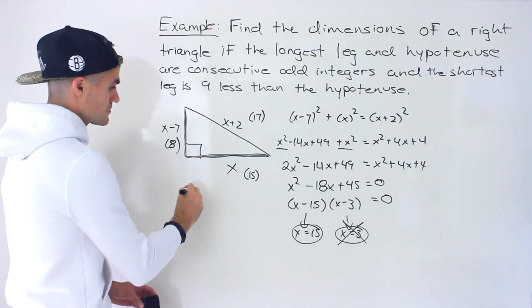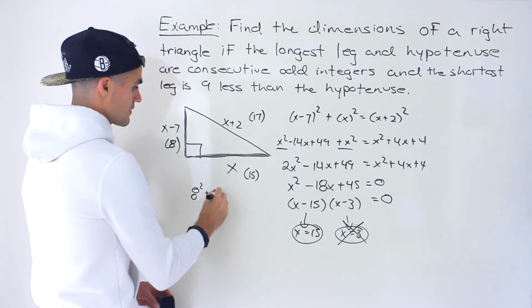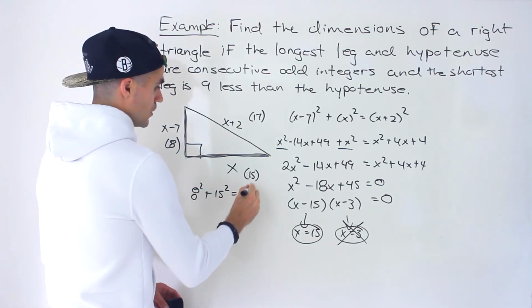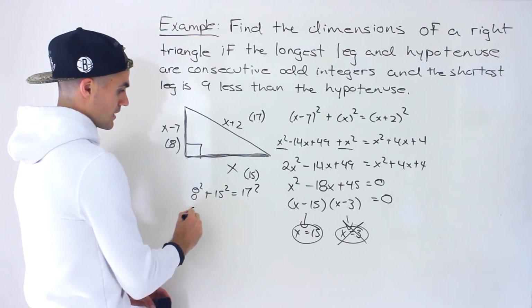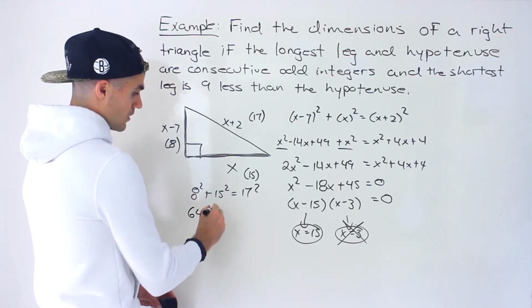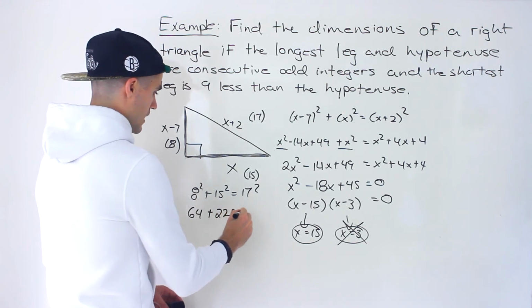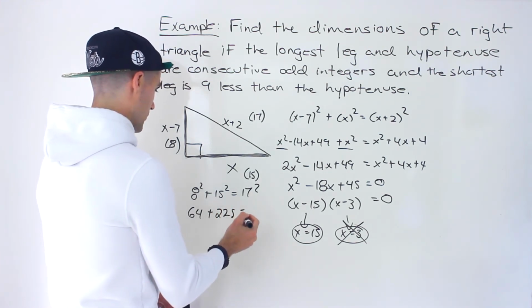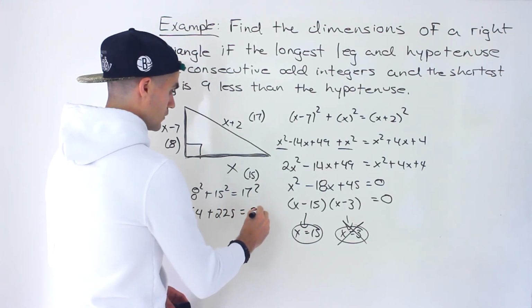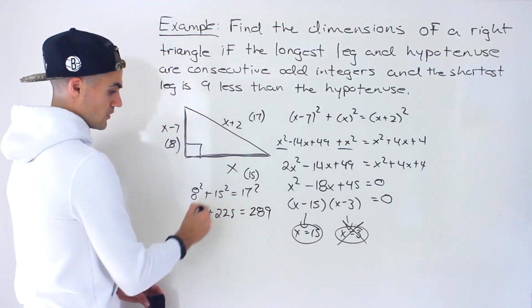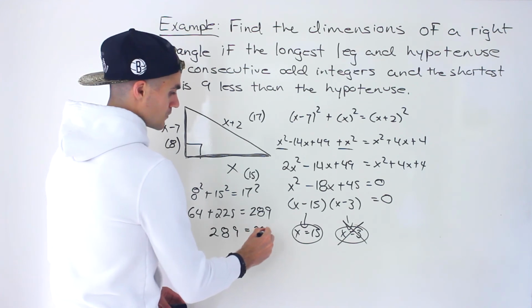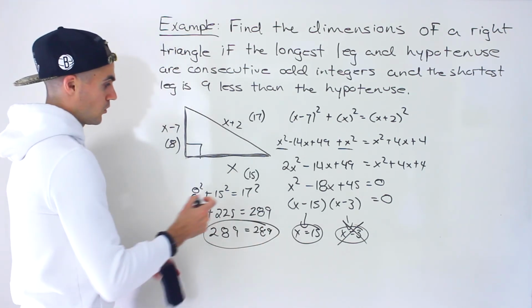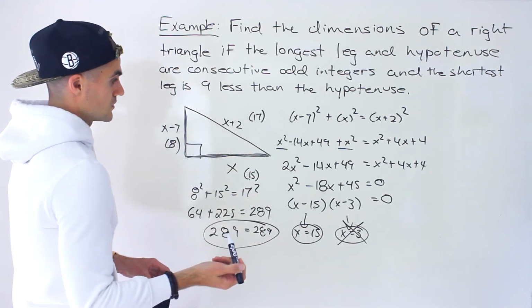Okay, and you could check these because 8 squared plus 15 squared would indeed give us 17 squared, right? Here we have 64. Here we would have 225. And then we would end up with 289 over here. That's what 17 squared is. And then notice that this here is 289 as well. So the left side would equal the right side.